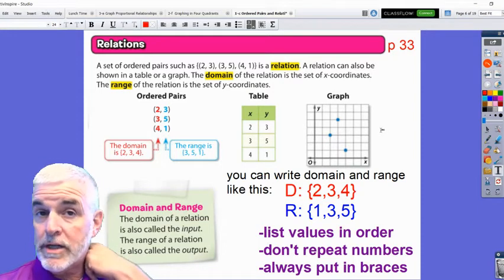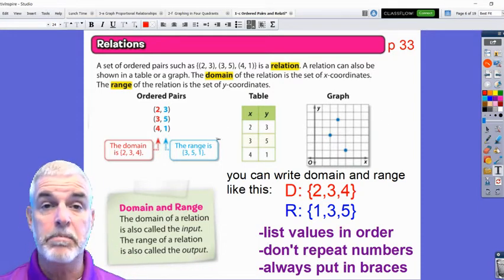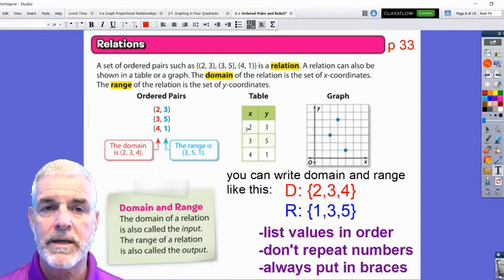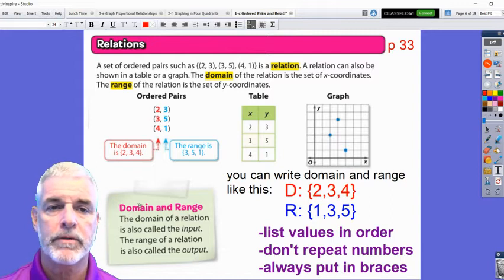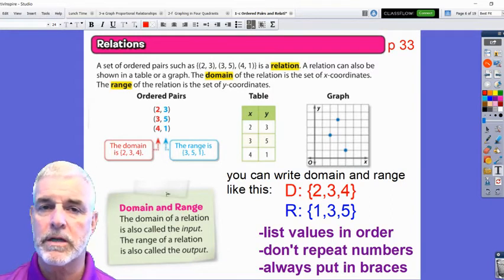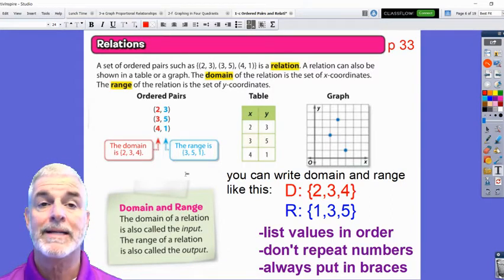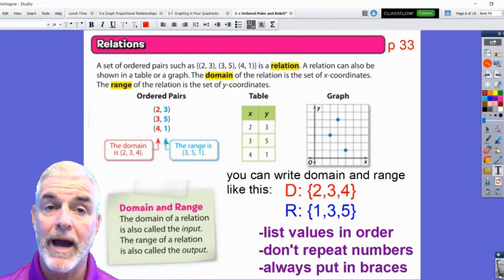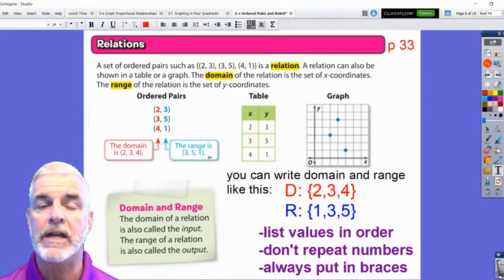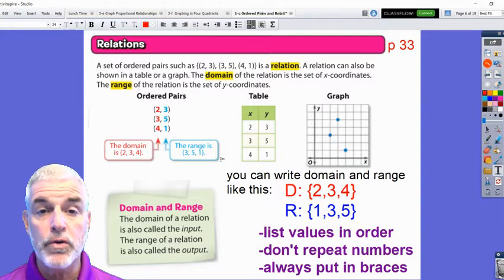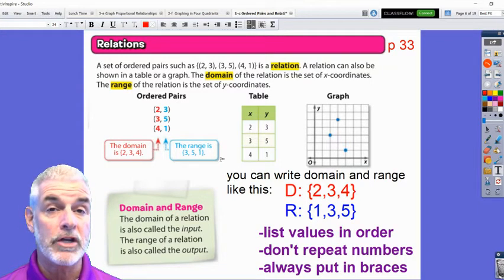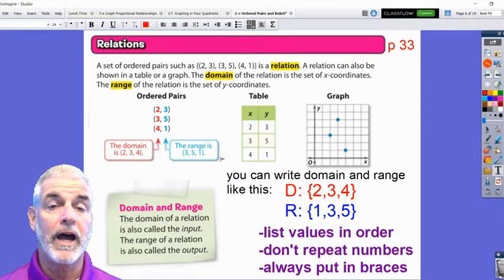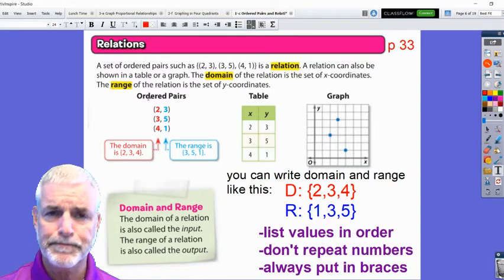Now, every relation has a set of input or x coordinates. That set of x coordinates is called the domain, okay? The domain is the inputs of a relation. The y values, the output values, are called the range. This is not to be confused with other math words where we have used range, okay? Just an aside here because it's important.